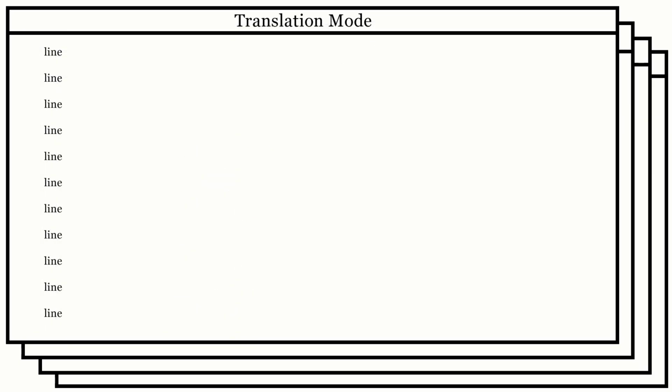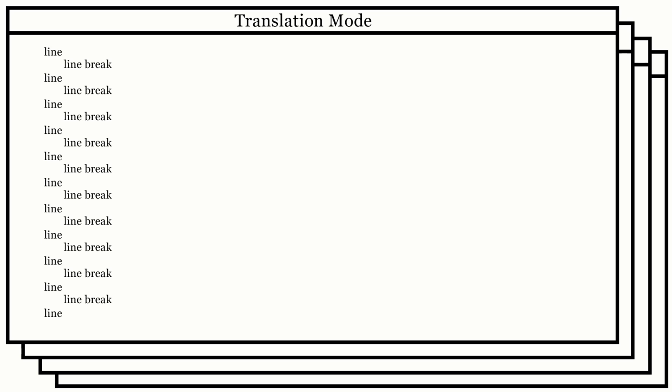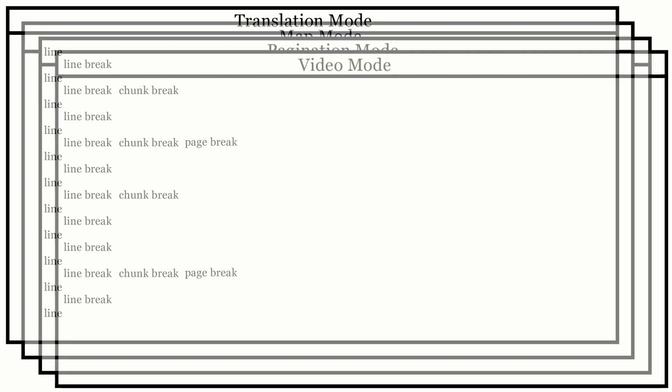That's how to think about grouping, and the way that's managed is that there's some number of line breaks, and some of those line breaks also have chunk breaks with them, and some of those chunk breaks also have page breaks with them. Alright, that's all the similarities between video mode and pagination mode.